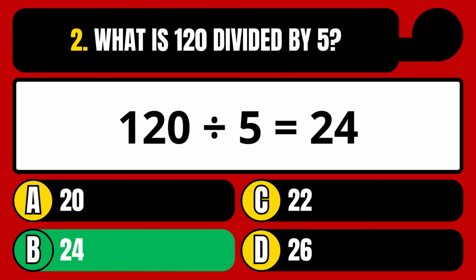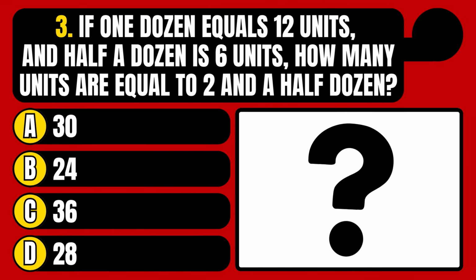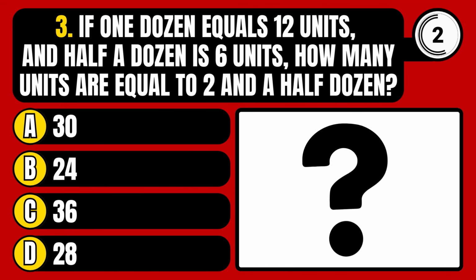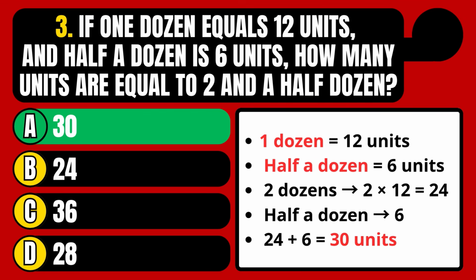The correct answer is Option B, 24. If 1 dozen equals 12 units, and half a dozen is 6 units, how many units are equal to 2.5 dozen? 30, 24, 36, or 28? The correct answer is Option A, 30.